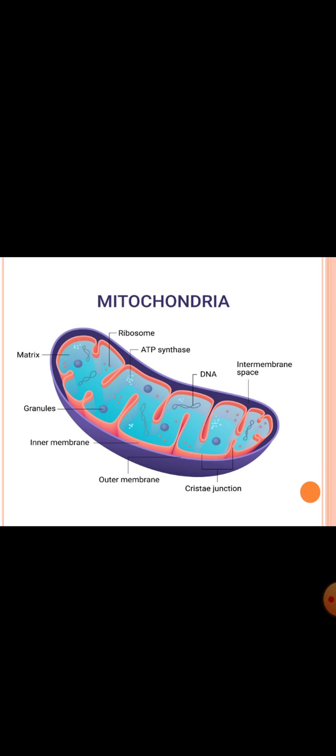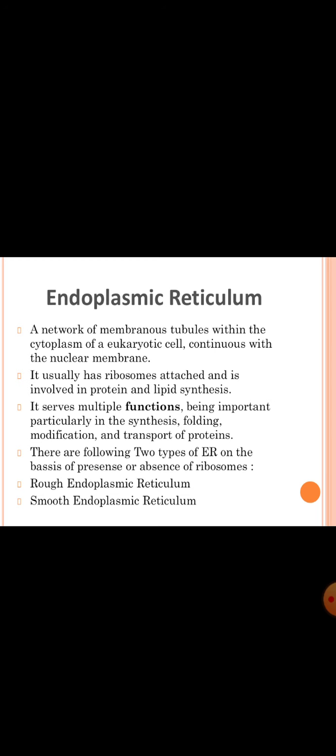Clear? Okay. Next is endoplasmic reticulum, which is also known in short form as ER. A network of membranous tubules within the cytoplasm of a eukaryotic cell, continuous with the nuclear membrane. It usually has ribosomes attached and is involved in protein and lipid synthesis, and it serves multiple functions, being important particularly in the synthesis, folding, modification, and transport of proteins.